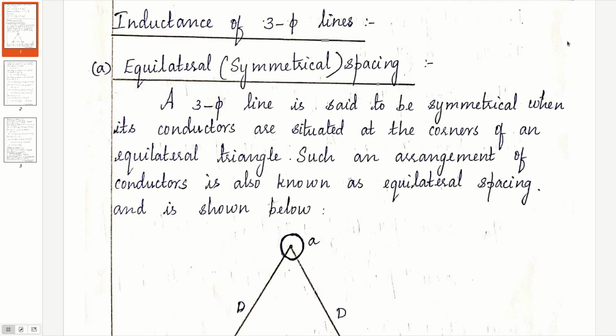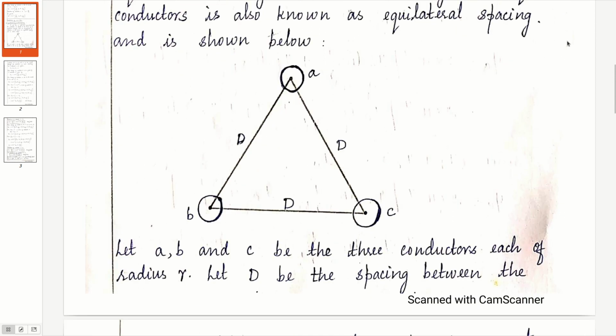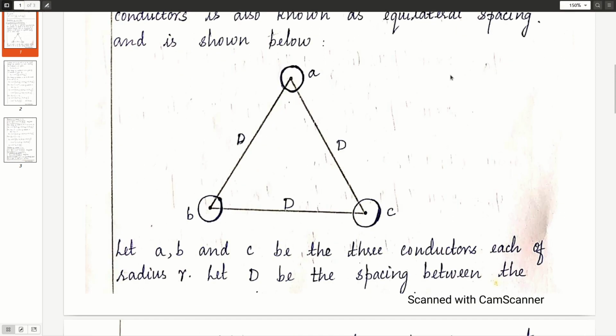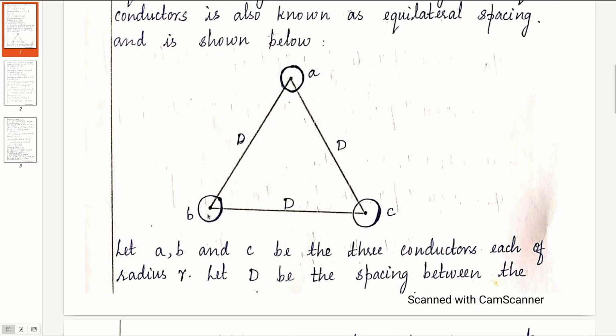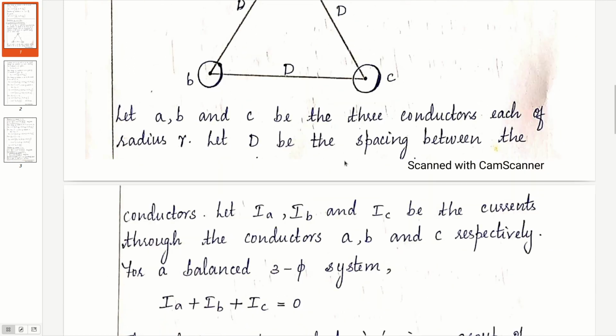The three-phase transmission line with symmetrical or equilateral spacing arrangement is shown below. A, B and C are the three conductors, and we take the equal spacing between the conductors as capital D. You can see the distance between A and B is D, B and C is D, and C and A is also D. Let the radius of the conductors be small r.